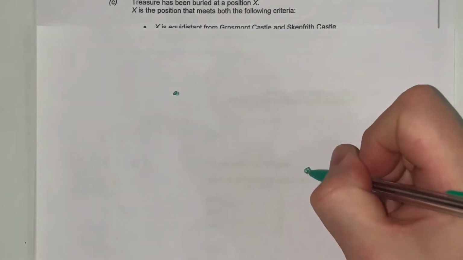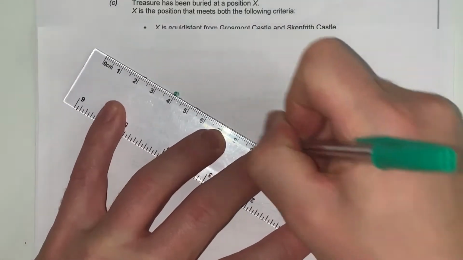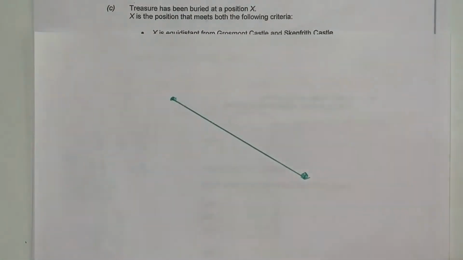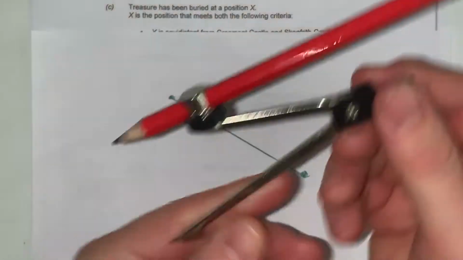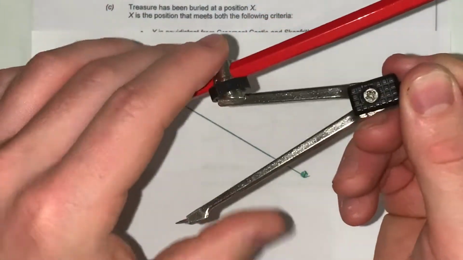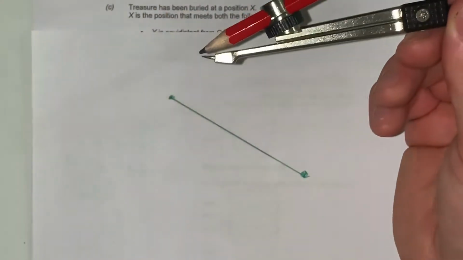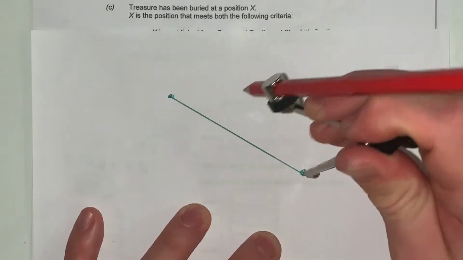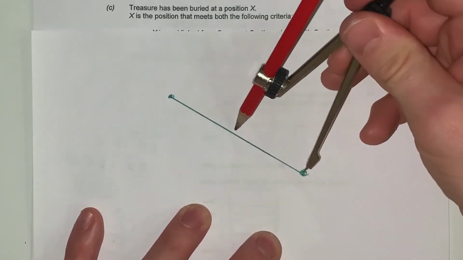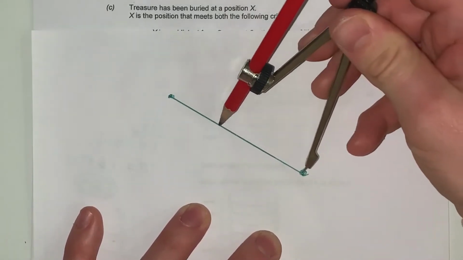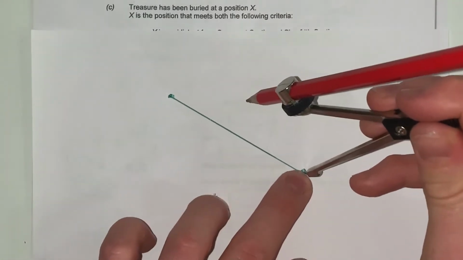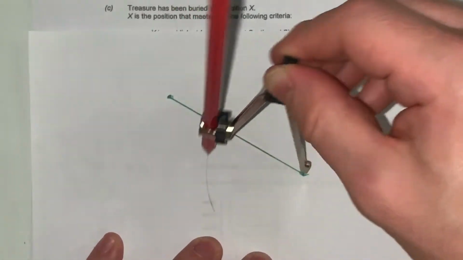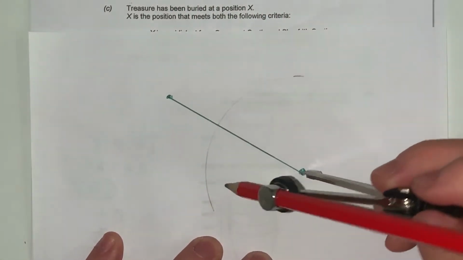First thing I would do, my advice would be split between the two places, draw a straight line. You then need to get your compass with a pencil, but make sure they line up. And then to draw a perfect straight line splitting them, you open it to just past halfway. So that's just past halfway. Make sure the sharp point is on the one place you want to go from. And I'm just going to draw half a circle.